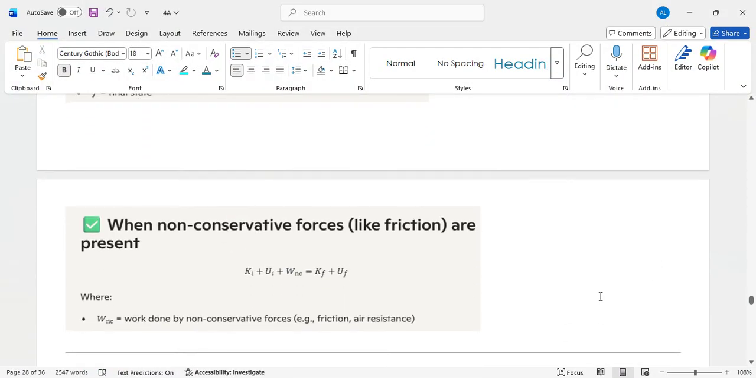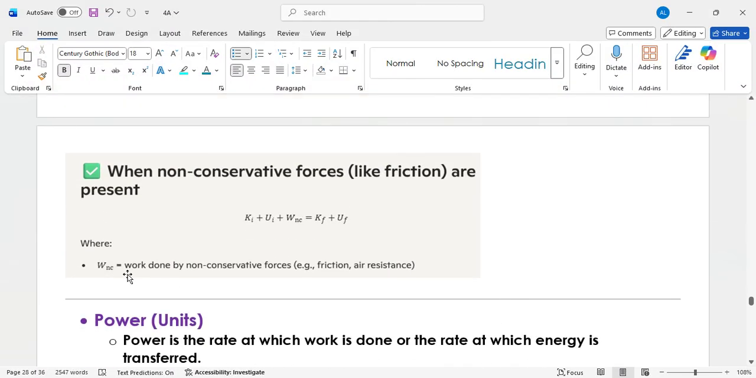When non-conservative forces like friction are present, right? So that would be changed. Now the work done by non-conservative forces would be an addition, Ki plus Ui plus W nonconservative equals Kf plus Uf, right? The final state and the initial state, right?